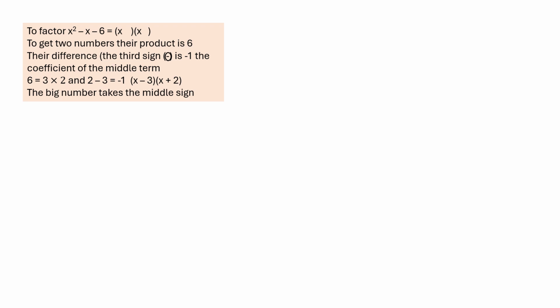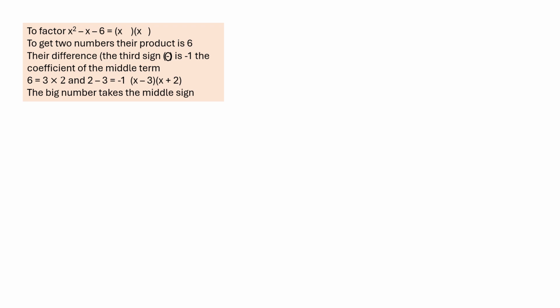So you will choose 2 and 3, or 3 and 2, because 2 minus 3 will be -1. So you will put x minus 3 and x plus 2. With different signs, the big number takes the middle sign. This is the method. You must remember, we want two numbers whose product is 6 and whose difference is 1.